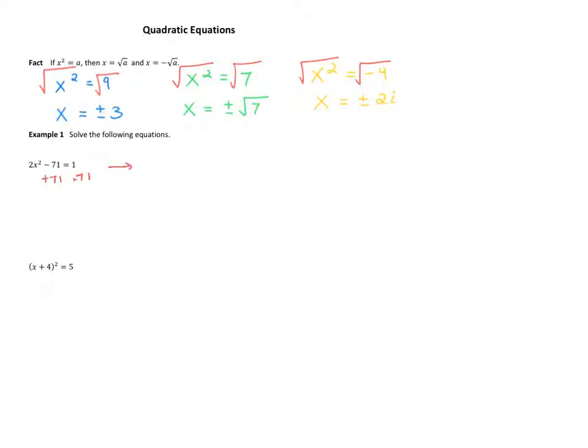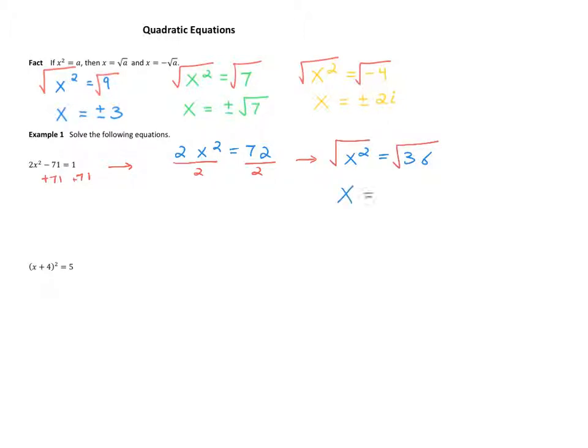In doing so, my equation is now 2x squared is equal to 72. Great. But before taking the square root of both sides, I want the squared portion by itself completely, so I'm going to divide both sides by 2. In doing so, I get that x squared is equal to 36, and it's at this point where you can say, okay, I got the x squared portion by itself. I can now take the square root of both sides.